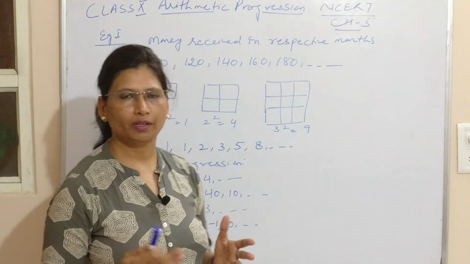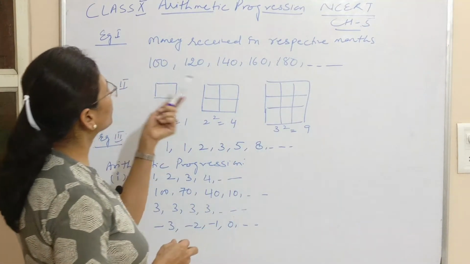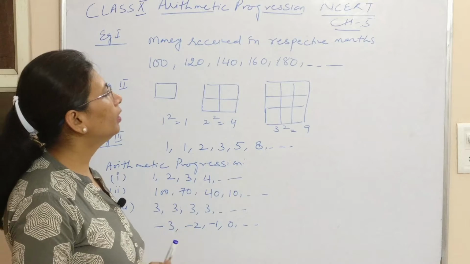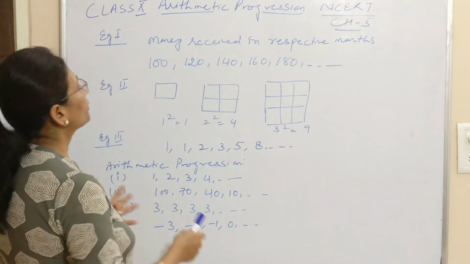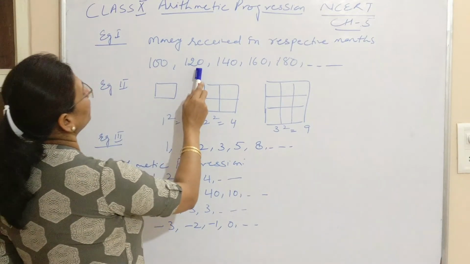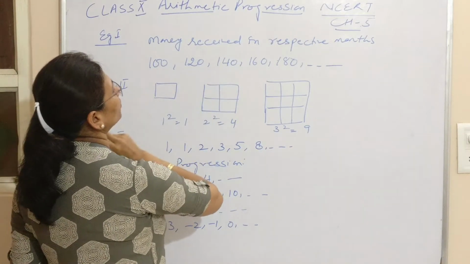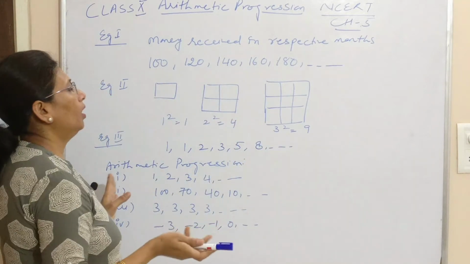Before I start, let's take an example. Let us suppose a boy receives his monthly saving. In the first month he gets 100 rupees, in the second month he gets 120, in the third month he's getting 140 and so on.